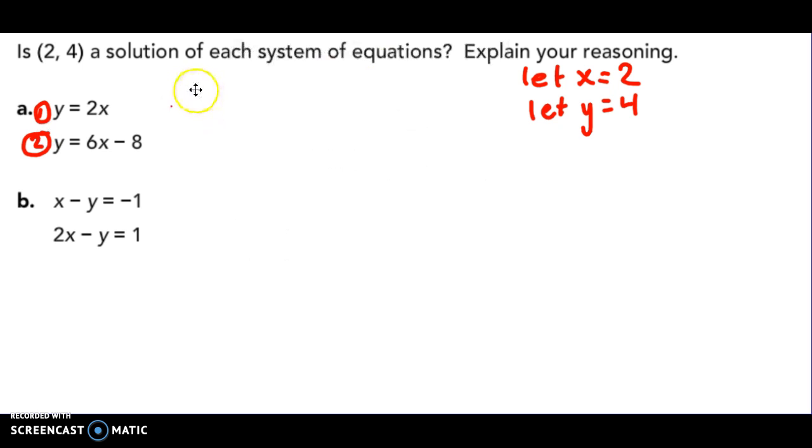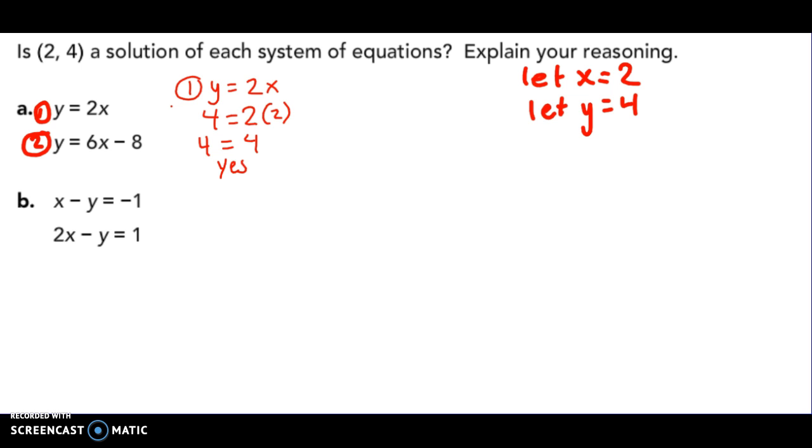So if I do the first one, which says y equals 2x, remember we're going to let y equal 4 and we're going to let x equal 2. We're going to put some parentheses around it so we can bring down the left side. Well, we know 2 times 2 is 4. So yes, in fact, this is a solution.